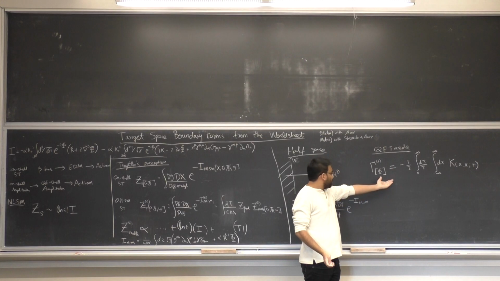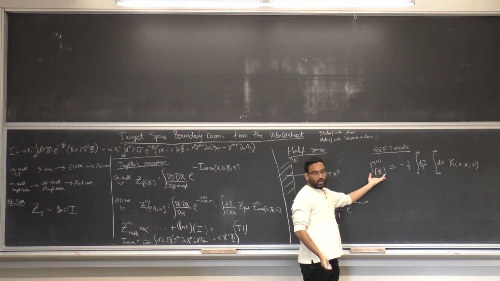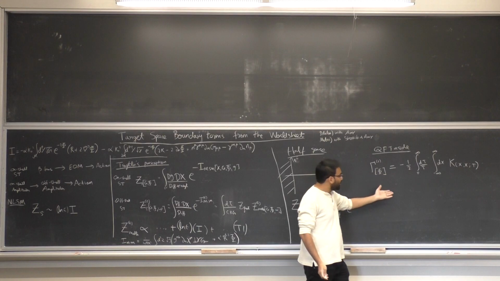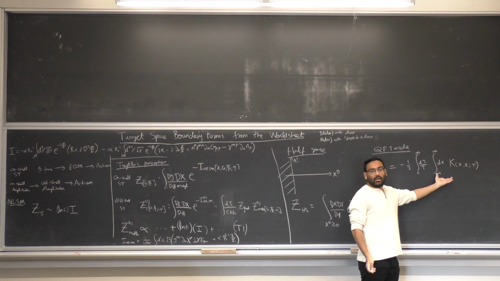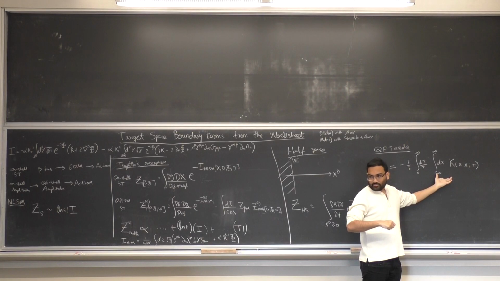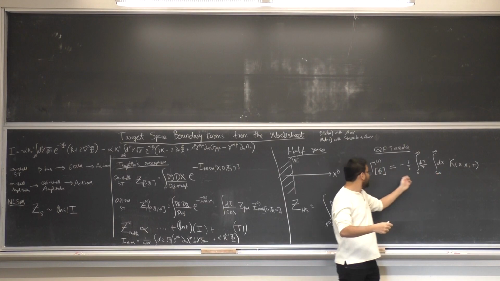So what is this? On the left hand side is the one loop correction to the quantum effective action. On the right hand side, you're doing path integrals of the world line, basically path integrals of embeddings of the world line in the target space, in a particular background that is provided by phi.